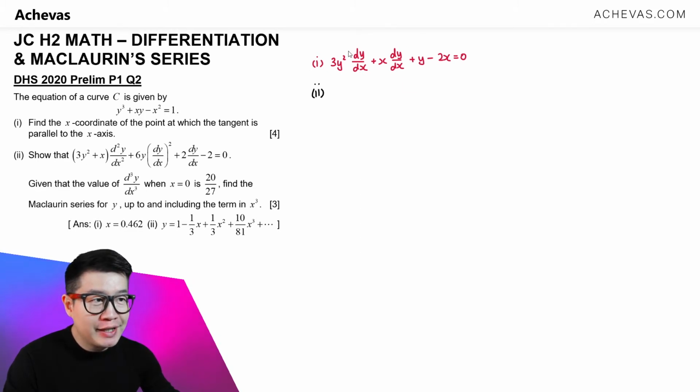And in part 2, we are going to make use of the result that we have obtained from part 1. Differentiating this equation here with respect to x, we should be able to prove and show that the equation that involves d squared y/dx squared is going to be this one. So let's give it a try. Let's differentiate this with respect to x.